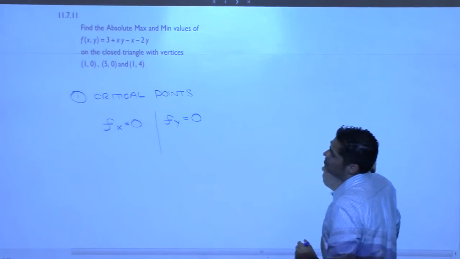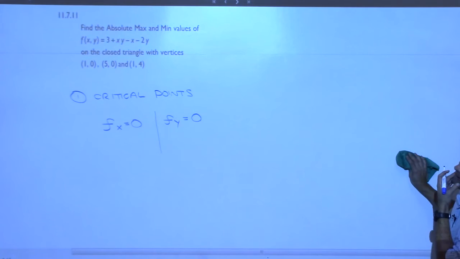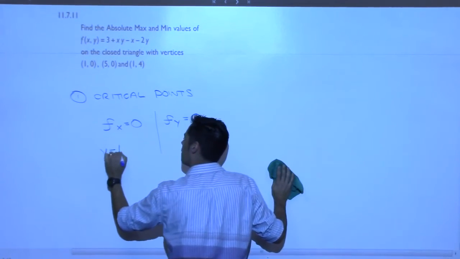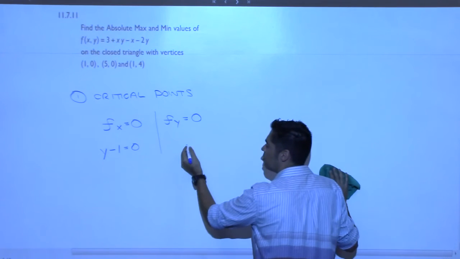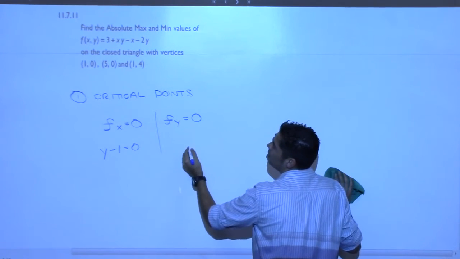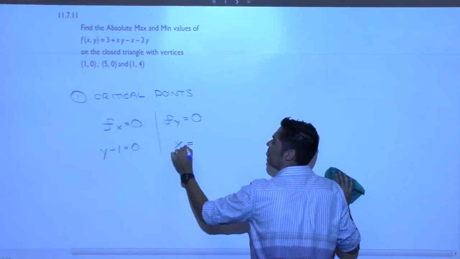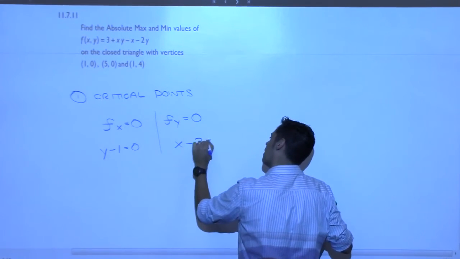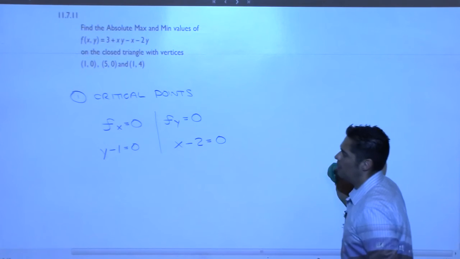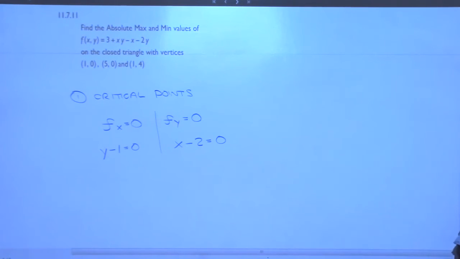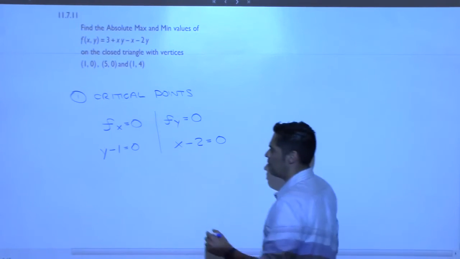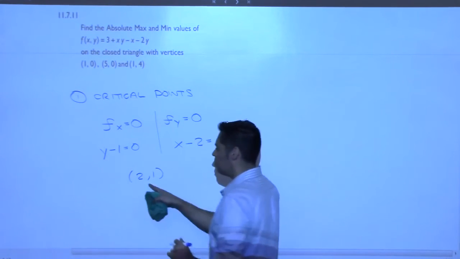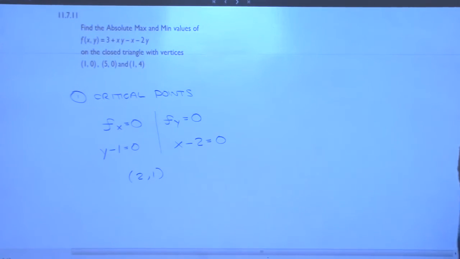Partial with respect to x is what? y minus 1 equals 0. And then the partial with respect to y is x minus 2 equals 0. And that's nice, isn't it? x and y are pretty easy to solve for here. x equals 2, y equals 1. It's a lot like the bonus problem was, setting those partials equal to 0, right?